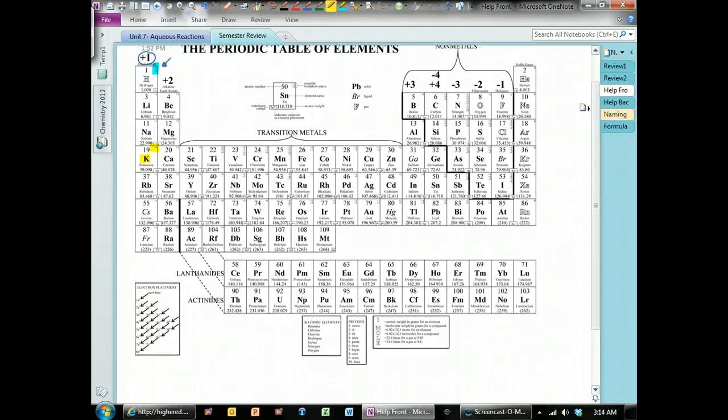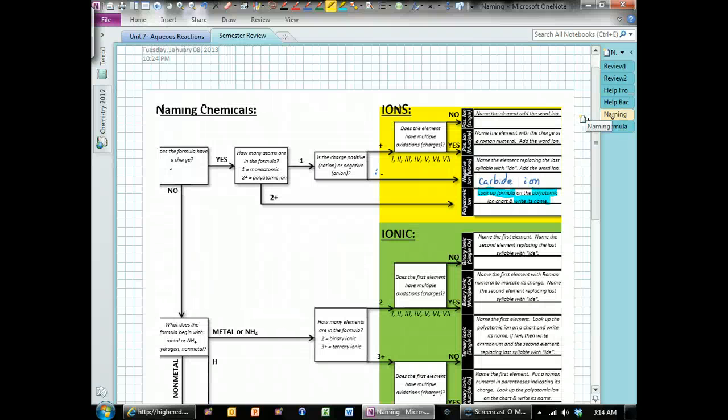And so we're going to be using this first one right here, which is name the element and add the word ion.